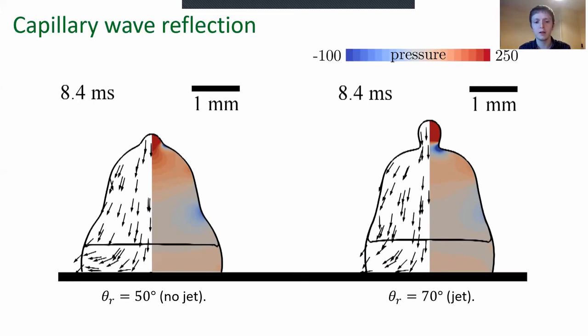The substrate wettability, principally via the receding contact angle, affects the ability to form such a tip as we've seen on this slide, and thus the ability to form an internal jet. Hence, substrate wettability affects advective mixing.